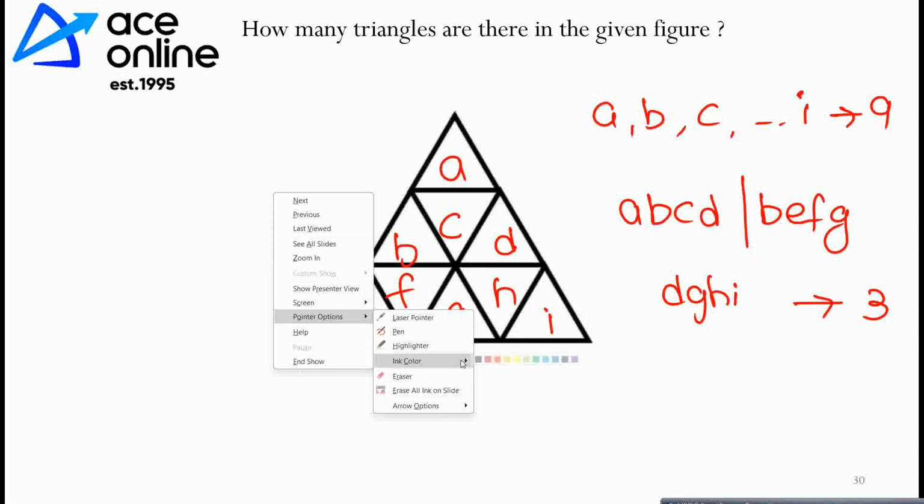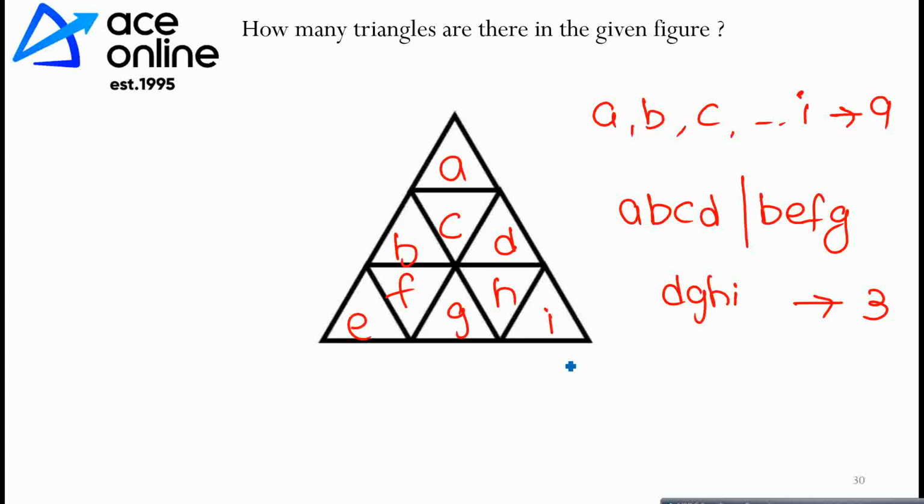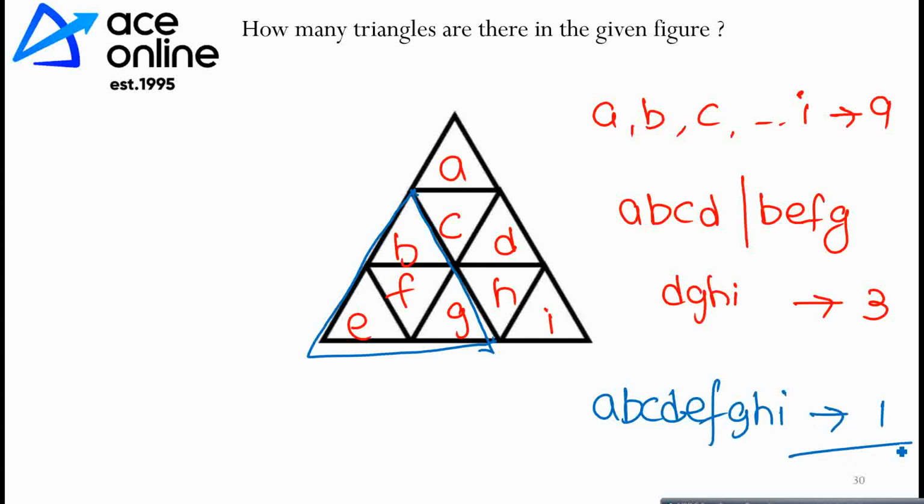I'll show one among those. What I've written there is B, F, G. This is a triangle shape only. Similarly, D, G, H, I if you combine, it's like a triangle. Then the entire one. You don't have anything other than this. So we have 13 totally: A, B, C, D, E, F, G, H, I, and these combinations. This is the entire 13. 13 triangles are there in this shape.